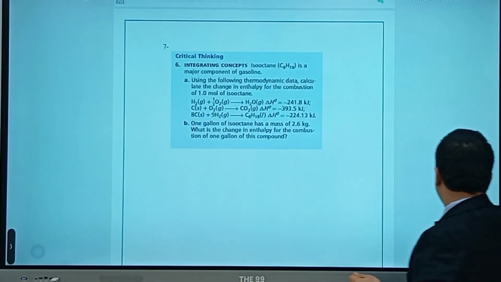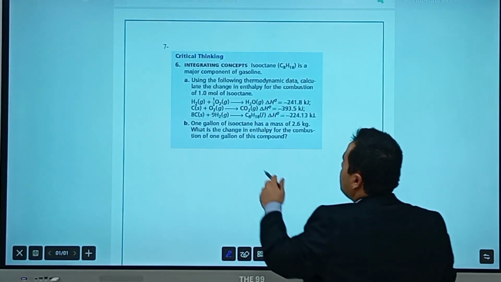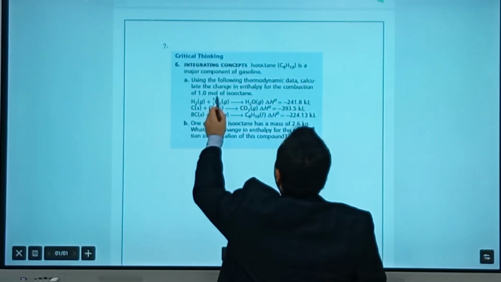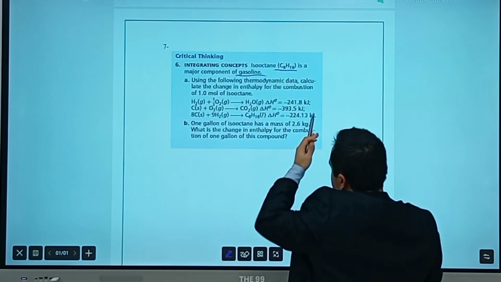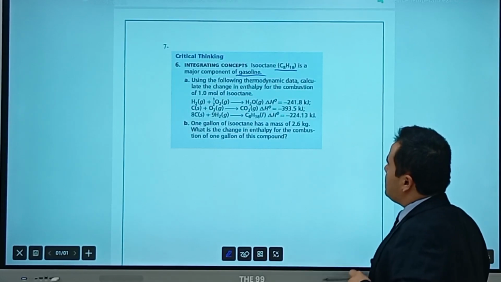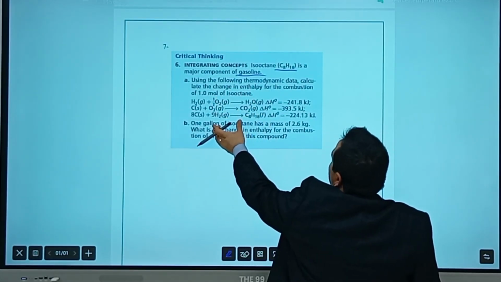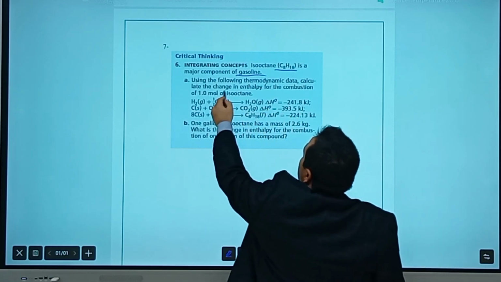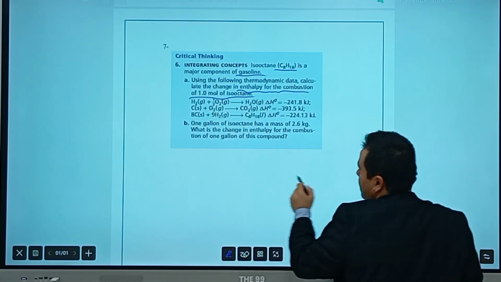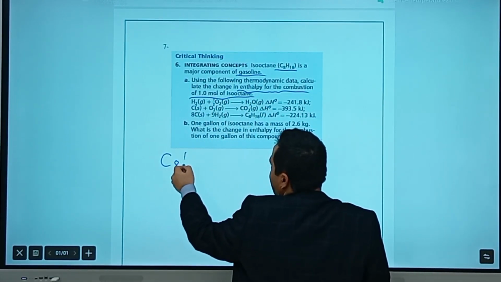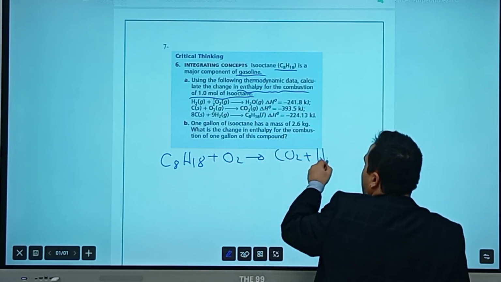The critical thinking, guys. Let us solve the critical thinking. The critical thinking said we have isooctane. The isooctane is C8H18. It is a major component of gasoline. Use the following thermochemical data. Calculate the enthalpy of the combustion of 1 mole of isooctane. So combustion of 1 mole C8H18 with oxygen to produce CO2 plus H2O.